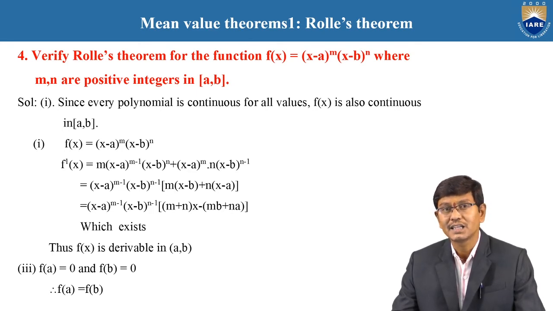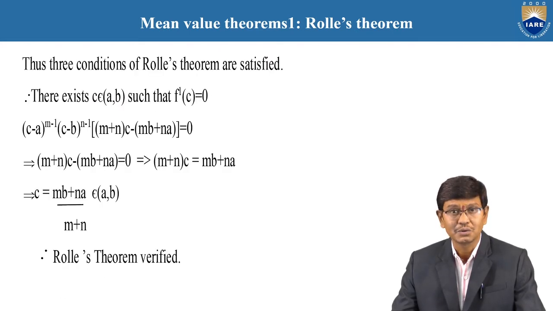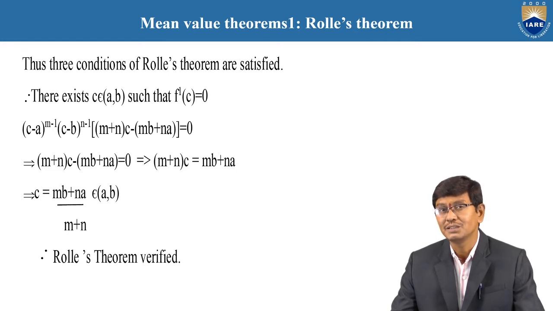Therefore, the three conditions of Rolle's theorem are satisfied: f is continuous as well as differentiable, and f of a is equal to f of b. Now, we need to check whether the value of c lies in between a comma b or not. Therefore, f dash of c is equal to 0. When finding the derivative from the given function, after replacing x with c, f dash of c is equal to c minus a whole power of m minus 1, c minus b whole power of n minus 1, into m plus n into c minus mb plus na, and that whole thing is equal to 0.